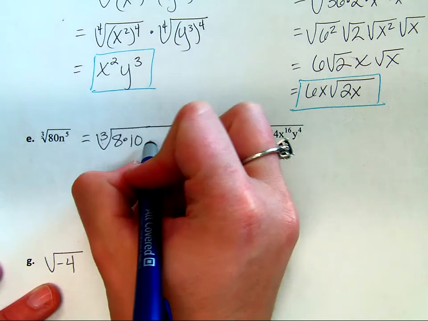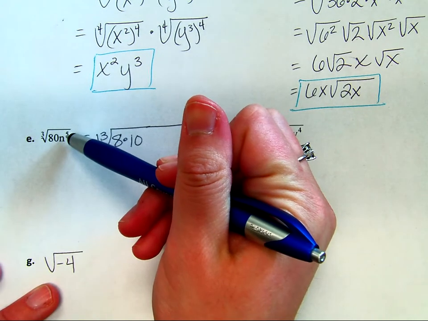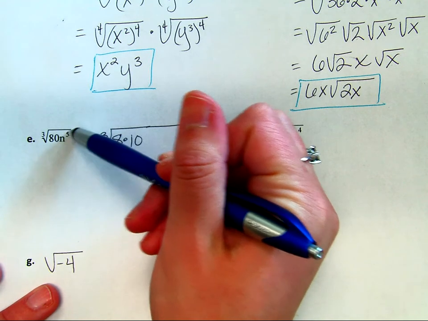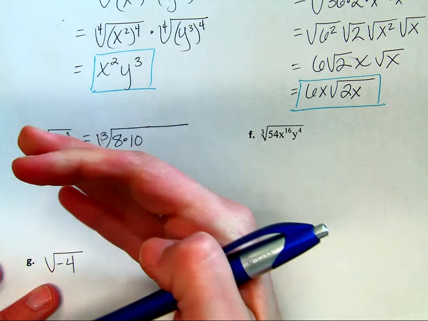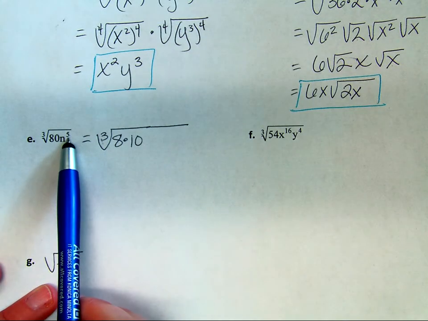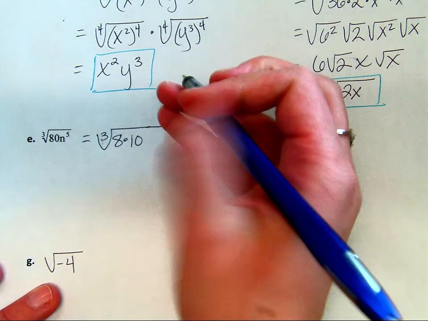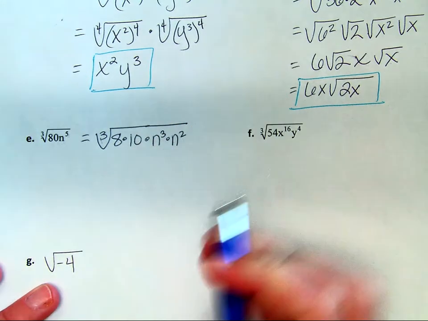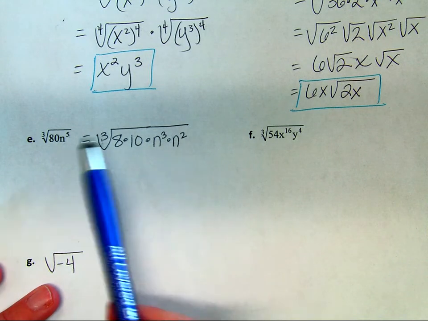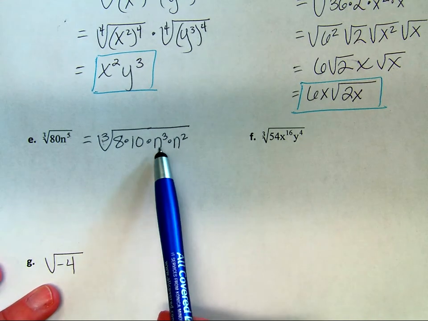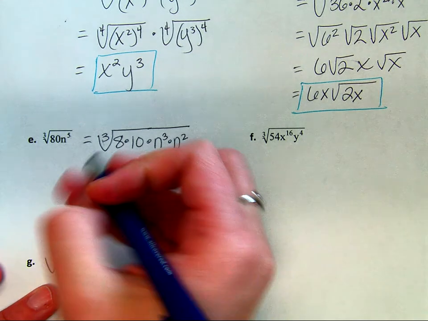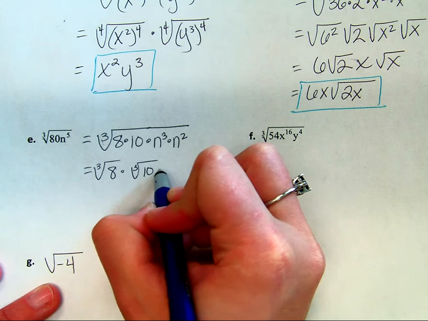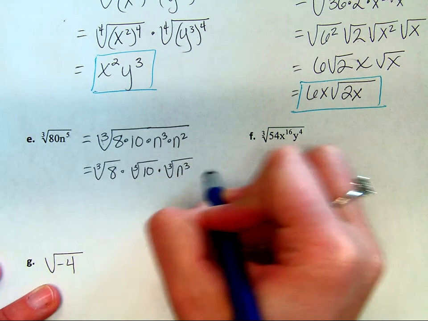And then n to the 5th, okay, I want something to the 3rd power. 3 doesn't go into 5, so there's no way to really rewrite n to the 5th as something cubed. So I'm going to need to break up 5 into two different parts. I'm going to say, okay, n cubed, because that's a perfect cube, times n squared. Because 3 plus 2 would give me 5. I didn't change this value at all, and I at least have one part of it that's a perfect cube. I'm going to break this apart. Cube root of 8 times the cube root of 10 times the cube root of n cubed times the cube root of n squared.